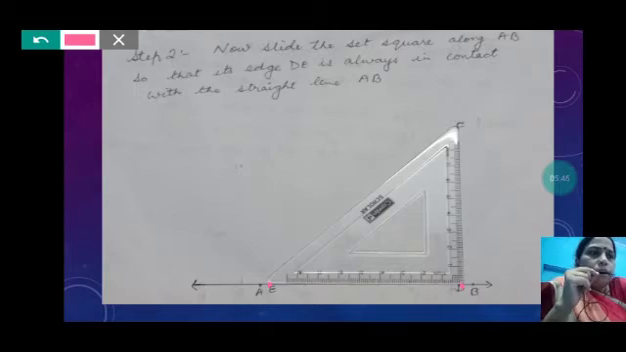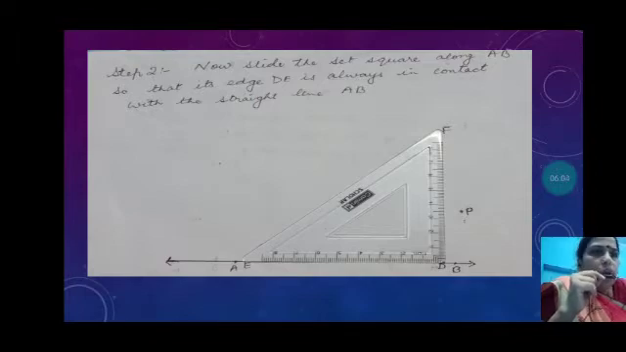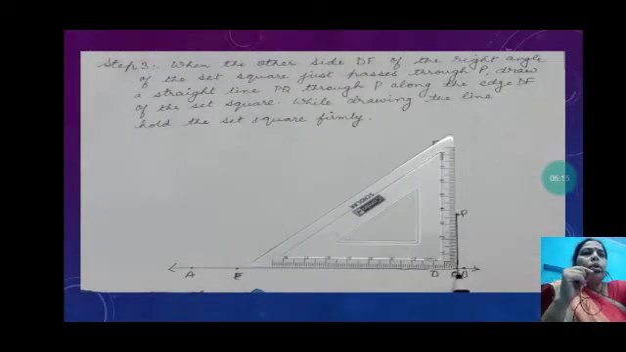Now slide the set square along AB so that its edge is always in contact with the straight line AB. You are seeing this also, and you have to draw a point P. Here we see that I have drawn a point P. Now we will see why this P is drawn. Slide until the side DF of the right angle of the set square just passes through P.